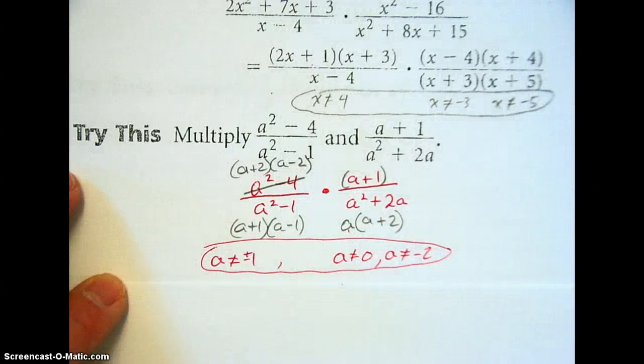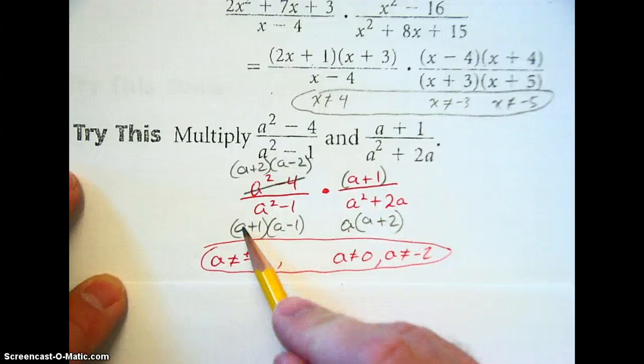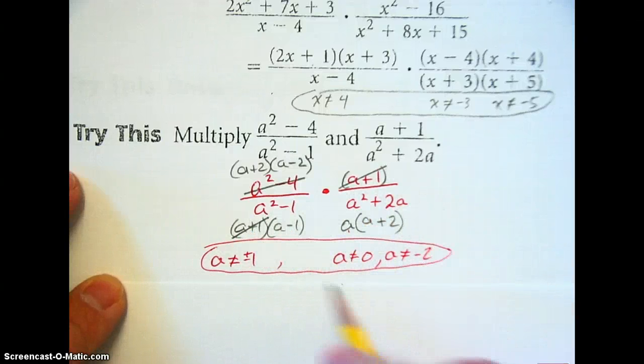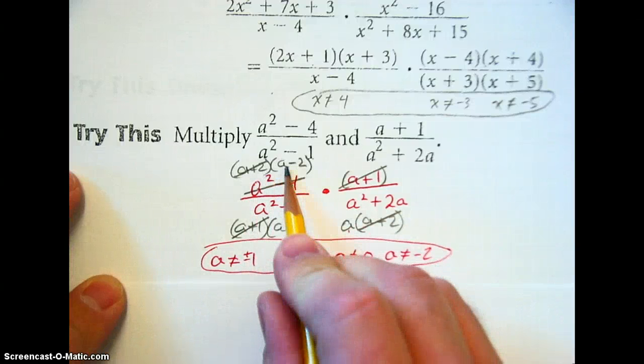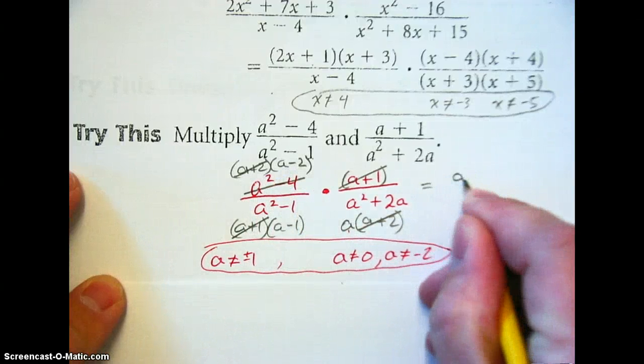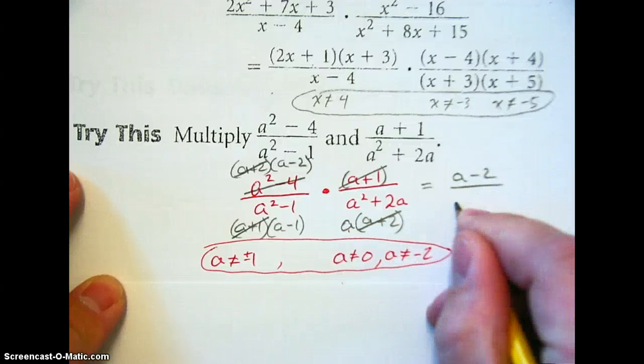All right, now we start canceling. You can cancel a plus 1 and a plus 1. a plus 2 and a plus 2. Good. So on the top we have a minus 2 left. On the bottom we have a minus 1.